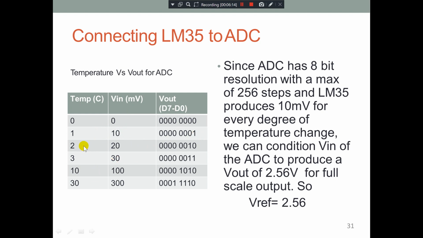In a similar fashion, if you check, if the temperature is 30 Celsius, the input voltage will be 300 millivolts, and the Vout will be, you can see, 1E. Okay, like this.